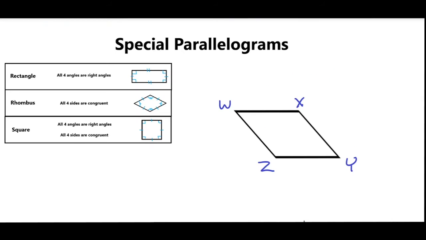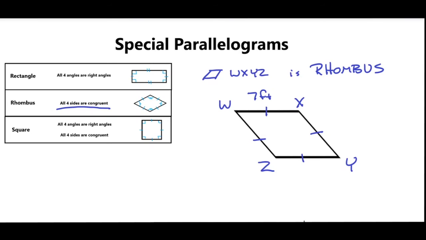So I'm going to tell you that parallelogram WXYZ is a rhombus. So that means that all four sides are congruent. So what if we know that WX is 7 feet and angle Y is 50 degrees? Can we find the measures of the other sides and angles? Of course we can. So because angle Y is 50, I know that the opposite angle would also be 50. So W is 50, so angle W is 50 degrees.